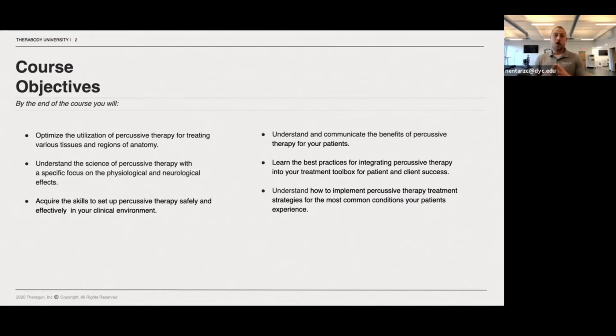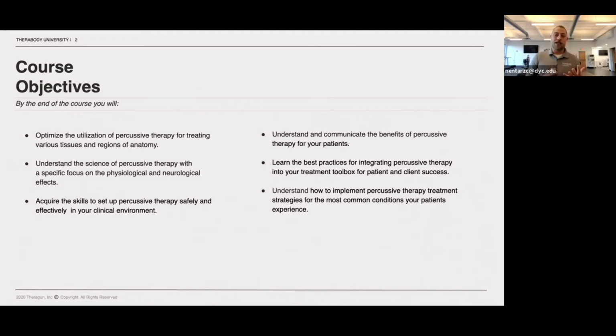Third goal, we're going to acquire a skill set to safely and effectively utilize percussive therapy in your environment. Obviously, rule number one is do no harm, so we'll talk about precautions and contraindications as well as best practices. Next, we're going to talk about communicating to our patients. A lot of times what we say is really important, and how we say things makes a big difference. We'll talk about that today.